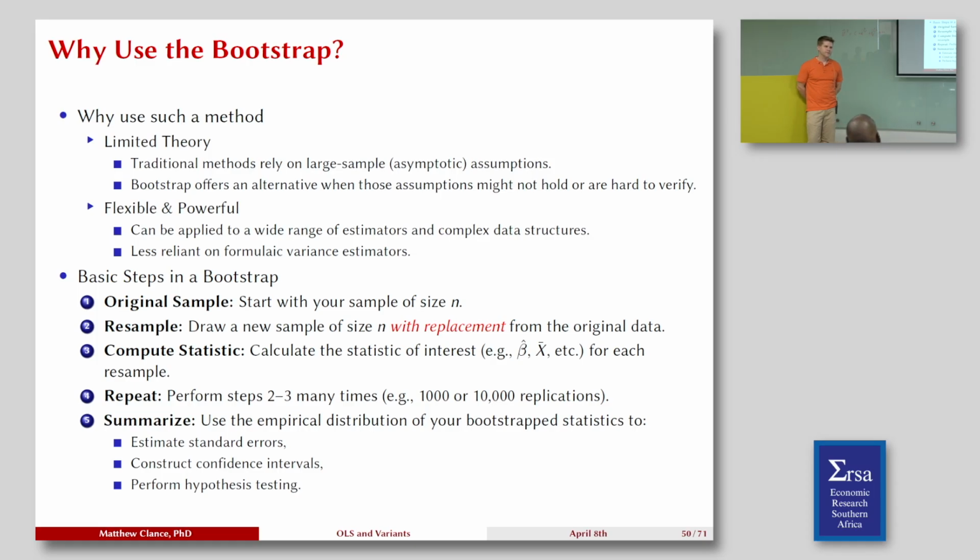So bootstrapping is something that basically, remember, there's a lot in the regression that we don't know. We don't know the true model. We don't know a lot of information. We do the best we can with what we can gather. But a lot of times we have a particular method, but we don't know much about its properties. We just have very limited information on it. So basically, traditional methods rely on large sample asymptotics. But bootstrap offers an alternative when those assumptions might not hold.